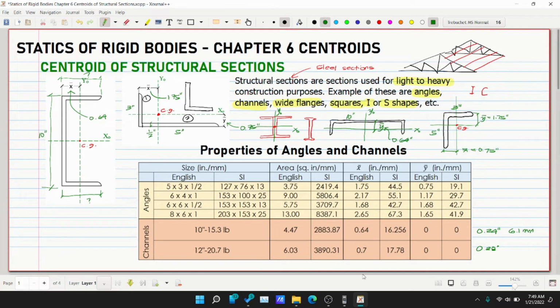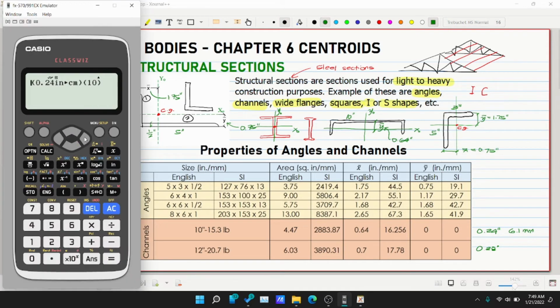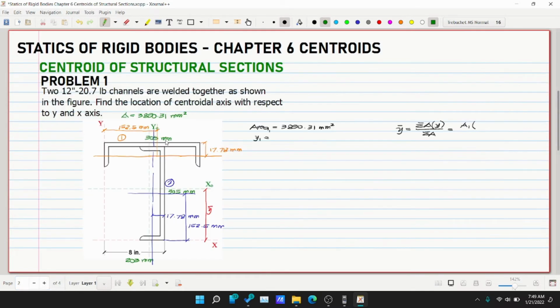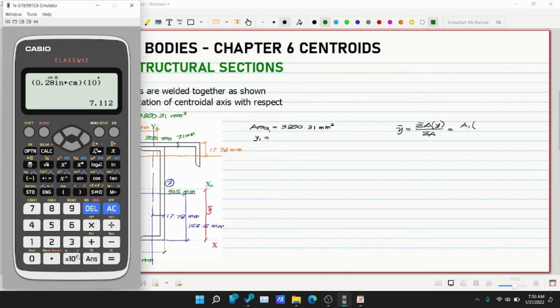6.1 millimeters. And 0.28 is 7.1 na lang din. Okay. Ayan. So, ngayon, ang thickness nito is 7.1 millimeters. Okay, so, total height natin is 305 plus 7.1.